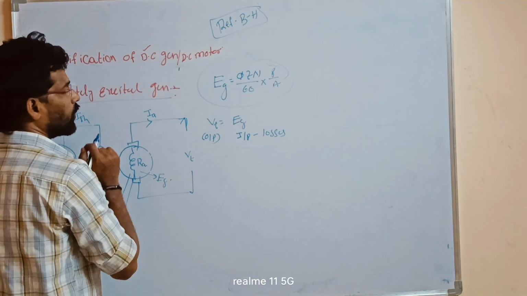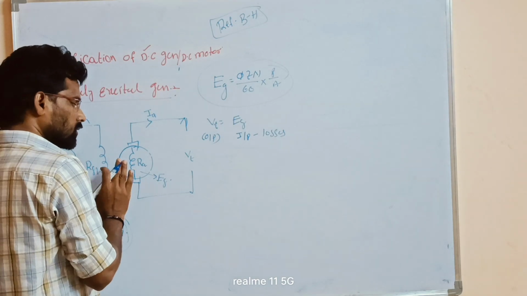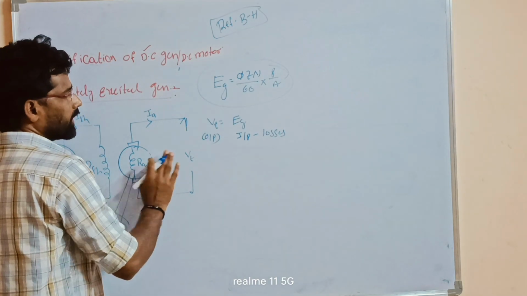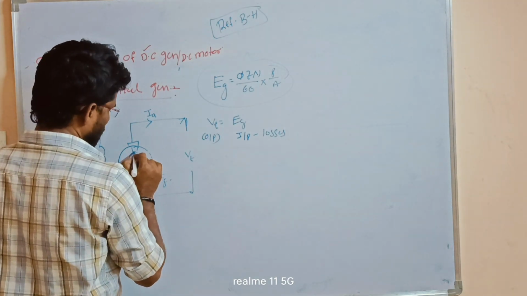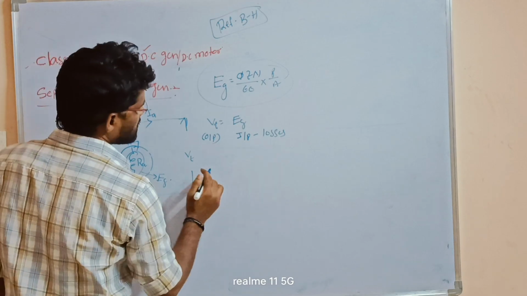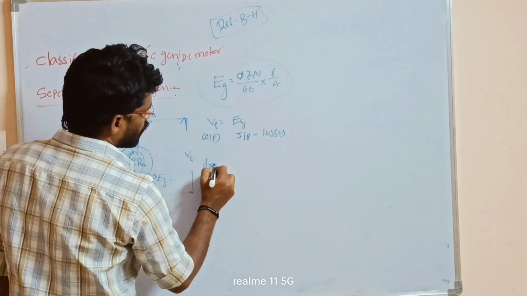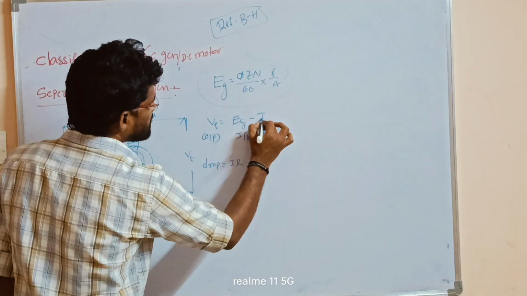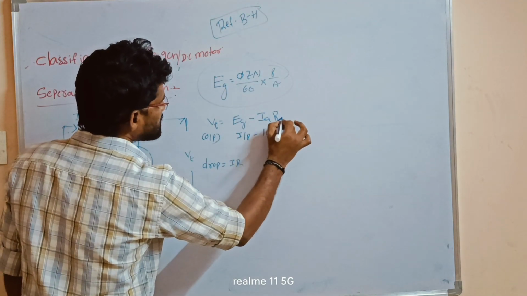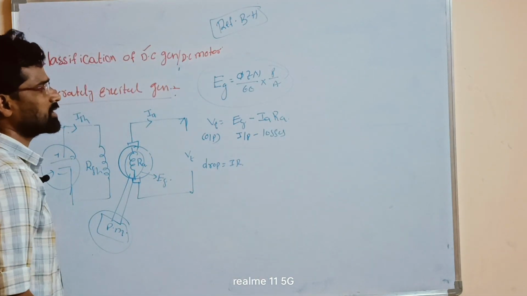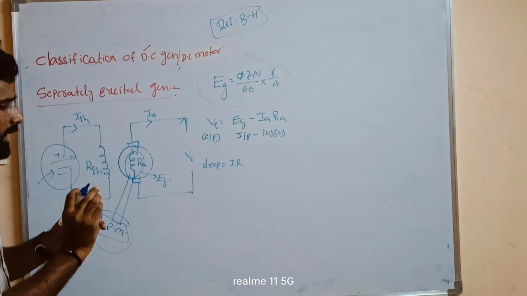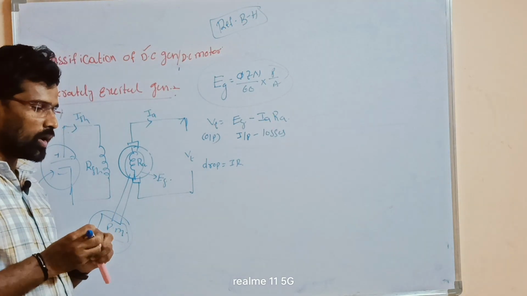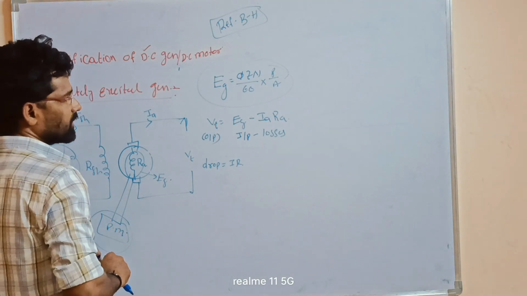Some current will be flowing from the armature winding to the load. So here some resistance drop will be there. So losses is nothing but drop, and drop is nothing but I into R. Here the current is IA and the resistance is RA. So this is nothing but the separately excited machine. We discussed only the separately excited machine.